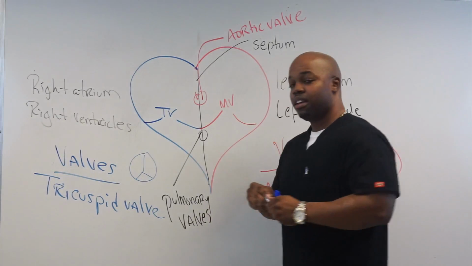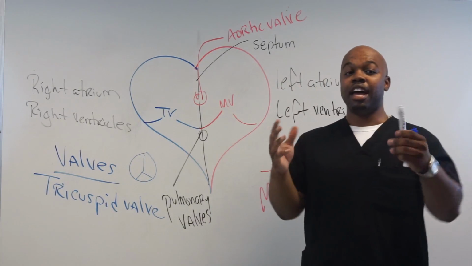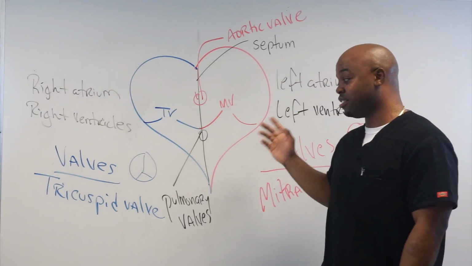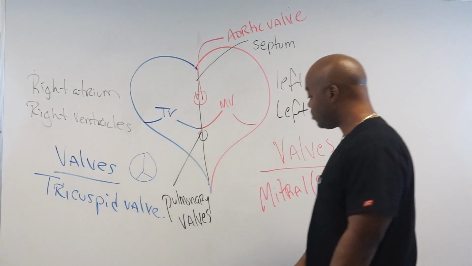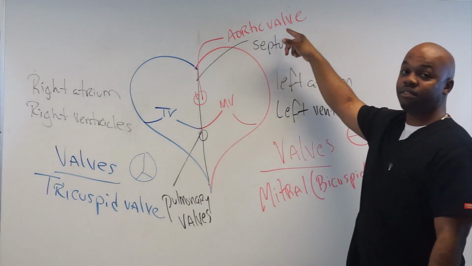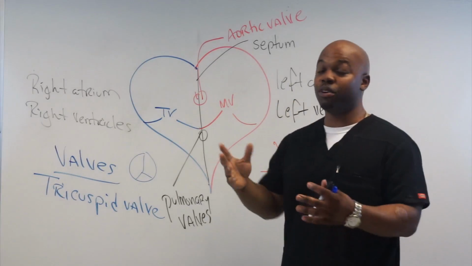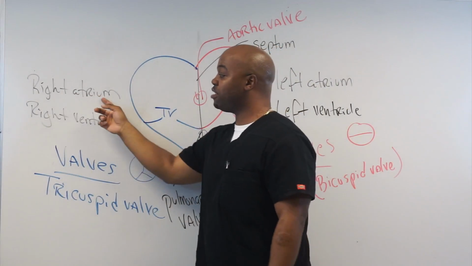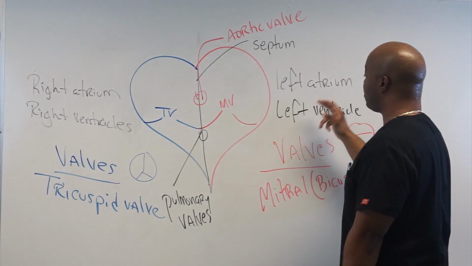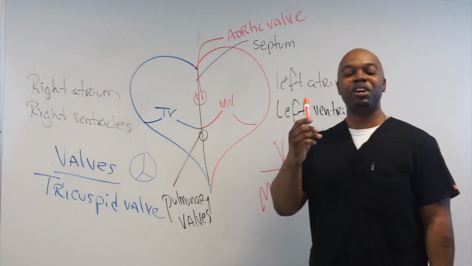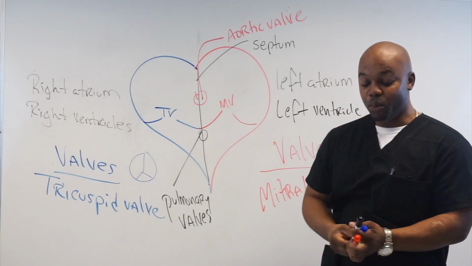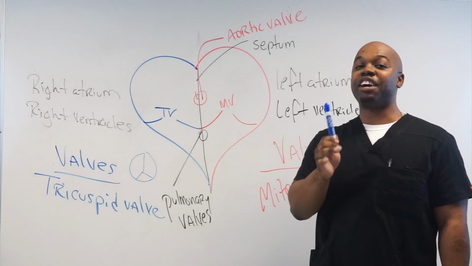So once again, the heart has how many halves? 2 halves. How many valves? 4 valves. Let's name them: tricuspid, pulmonary, mitral, and aortic valve. And it has 4 chambers. What are they? Right atrium, right ventricle, left atrium, left ventricle. What does the red represent? It represents blood with oxygen. What does the blue represent? Blood without oxygen.